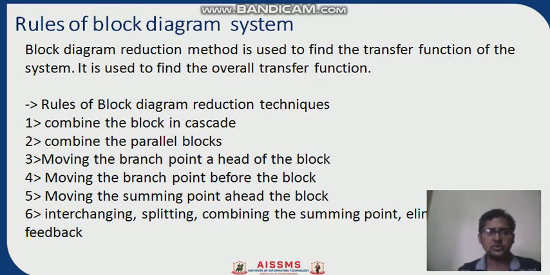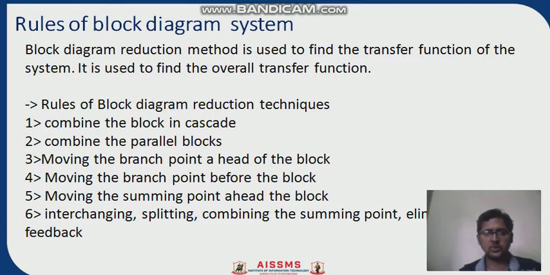Next, we go to the rules of block diagrams. The block diagram reduction method is used to find the overall transfer function of the system. That is why we go for the rules of block diagrams, because they give the overall representation of a transfer function. In the block diagram reduction technique, we have to follow certain rules.